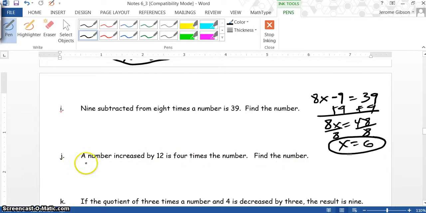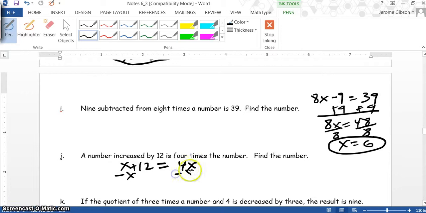Now we go down here to J. A number increased by 12 is 4 times the number. Find the number. A number increased by 12 is x plus 12, and that equals 4 times the number, which is 4x. They want us to find the number.